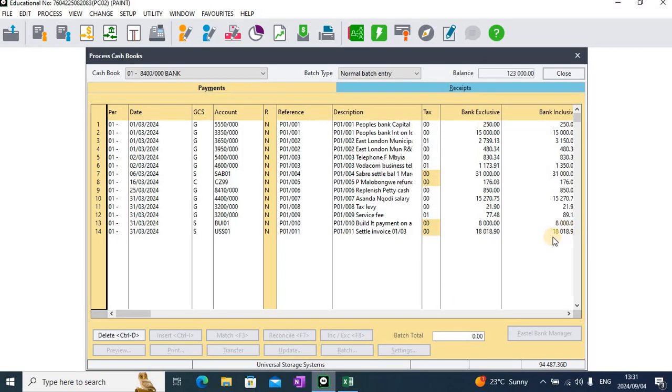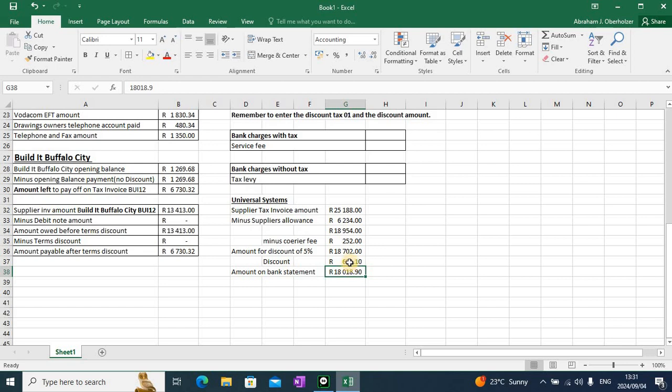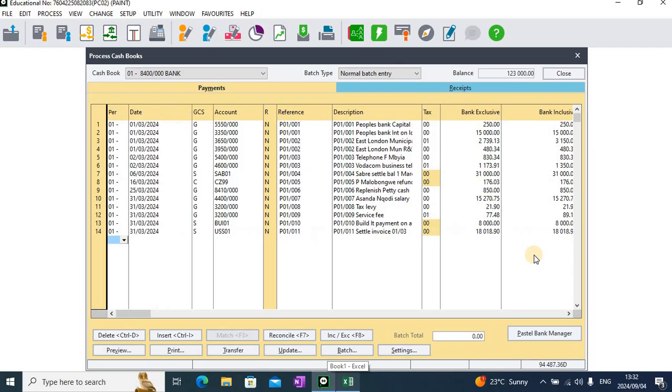So I've captured 18,018. We do have discount 01, but it's not the full 5% discount. We have calculated that the discount is actually 683.10. Press enter to complete the line.